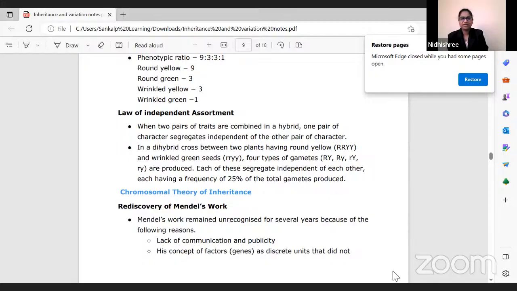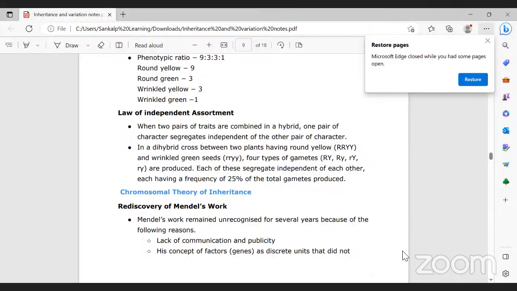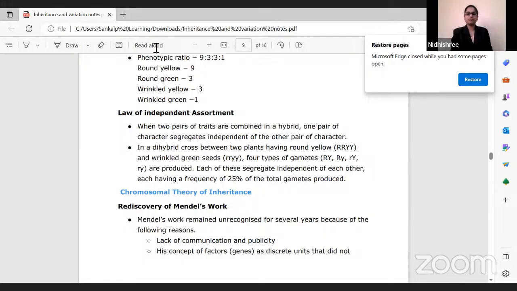Okay. Saundarya, can you read law of independent assortment? Law of independent assortment: when two pairs of traits are combined in a hybrid, one pair of characters segregates independent of the other pair of characters. In a dihybrid cross between two plants having round yellow and wrinkled green seeds, four types of gametes are produced. Each of these segregates independent of each other, each having a frequency of 25% of the total gametes produced. Okay, thank you, Soundarya.